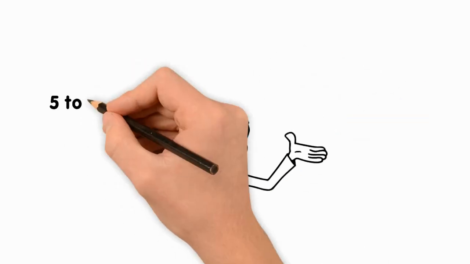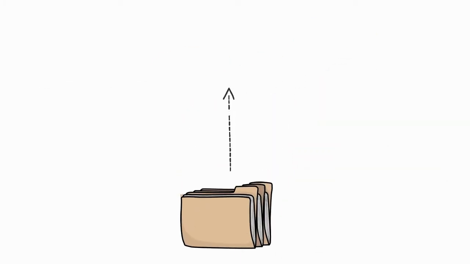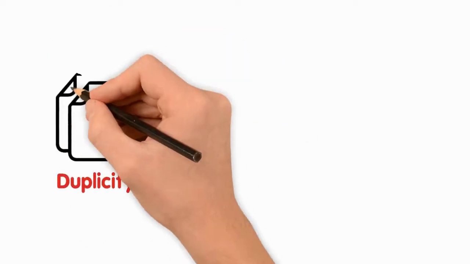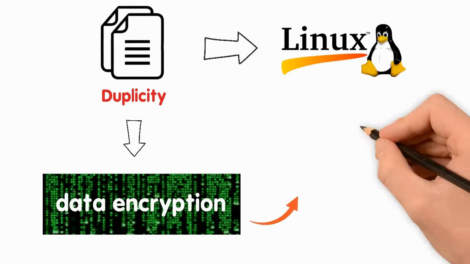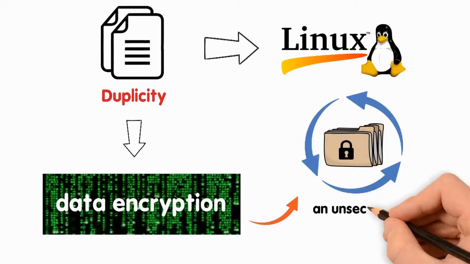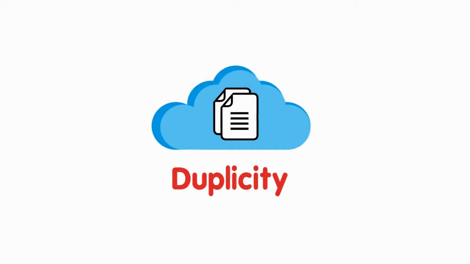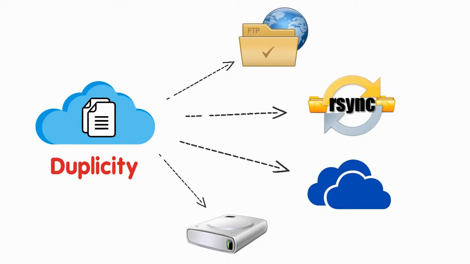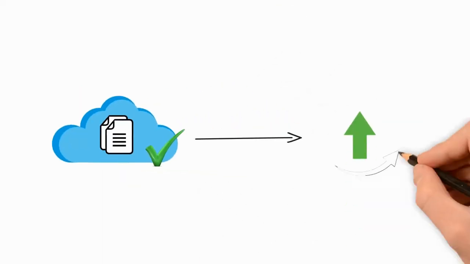Okay, so now that we've previewed 5 of the top features, we'll show you what to do for the upgrade. Start by taking a backup of the critical files in your system using Duplicity. Duplicity is a backup solution for Linux. It supports data encryption in order to secure the data while being transferred across an unsecured network. It also supports backing up the data to a number of destinations such as FTP, rsync, cloud storage, or local disk. After your backup is complete, we can move on to the upgrade process.